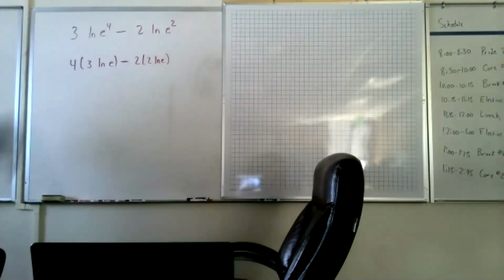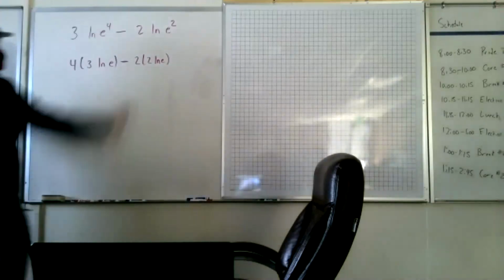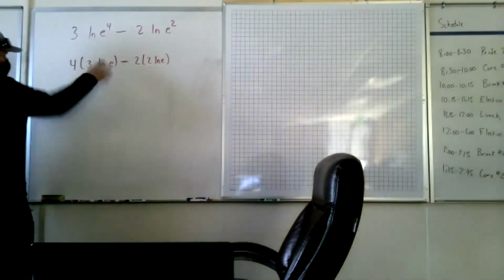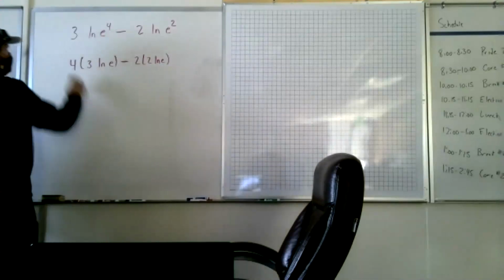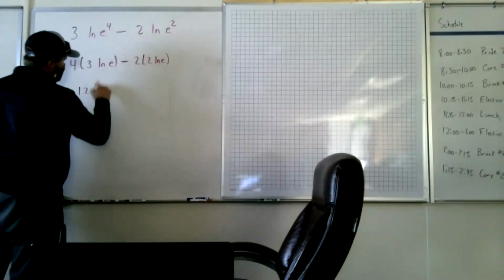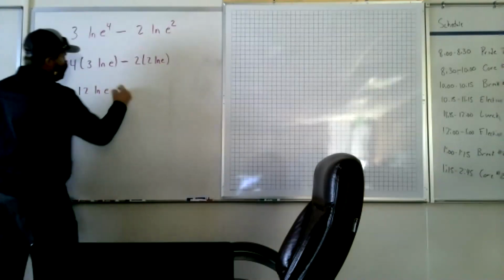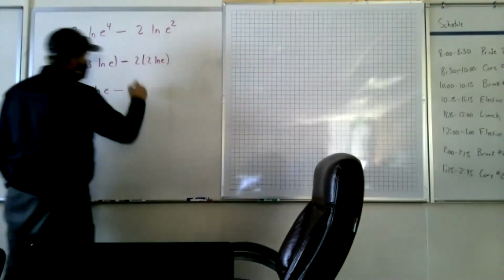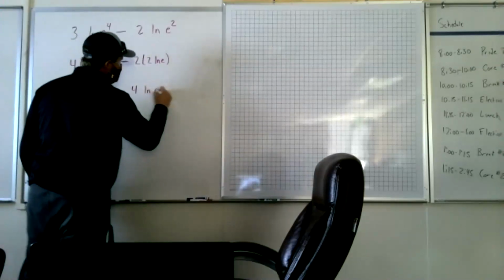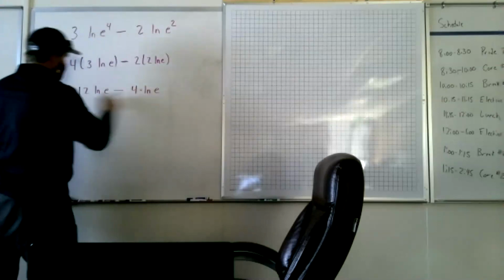Okay, so at this point I'm going to distribute. I can only distribute to my constants that are out front. 4 times 3 is 12. So this is 12 natural log of e minus 2 times 2 is 4, so 4 natural log of e. And remember, these are multiplied.